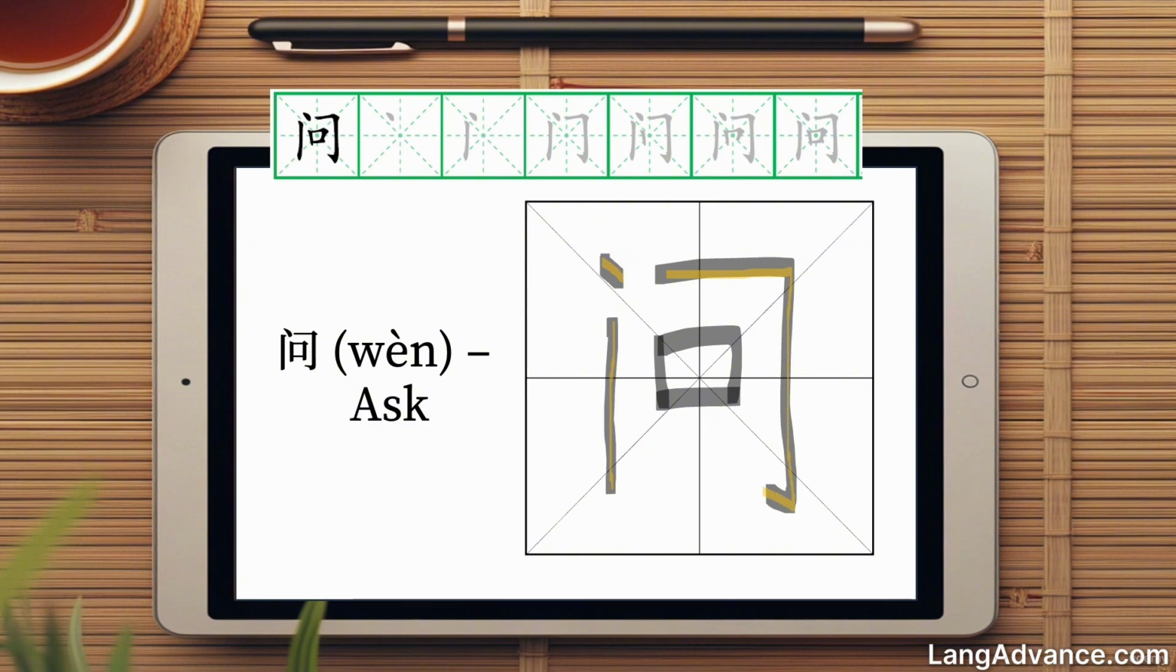And we have the 口, which is the mouth. So basically, you may think that inside a room you have a mouth. That's why you ask, because you're stuck inside a room. Okay, cool. Let's see how you write that. The top part, always remember to make space. Cool.